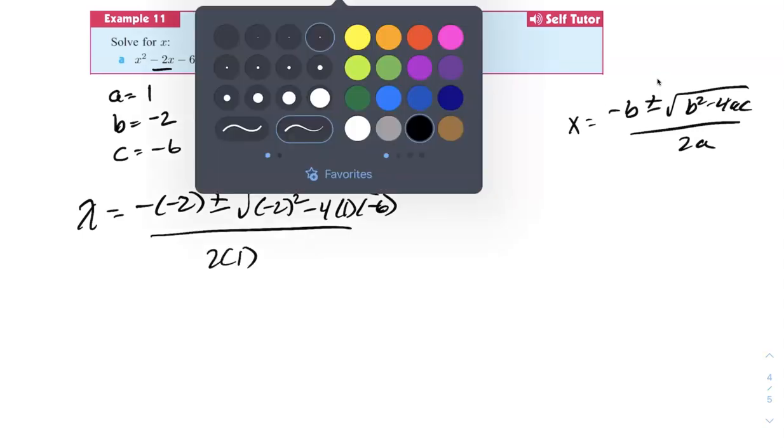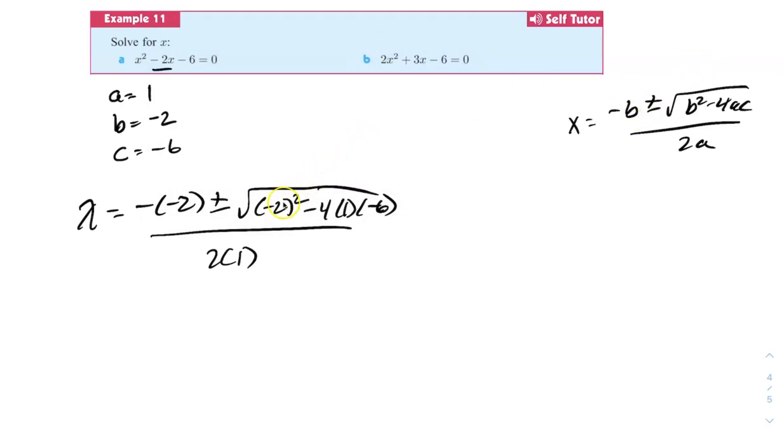A couple things to watch out for. Specifically right here, negative 2 squared is probably where most people go wrong. You know what negative 2 squared is, right? This is the thing where it's inside the parentheses. So negative 2 squared is a positive 4. This should always lead to a positive number because you're squaring the whole little thing there. And then here, negative 4 times negative 6 is positive 24. Double negative here makes a positive.